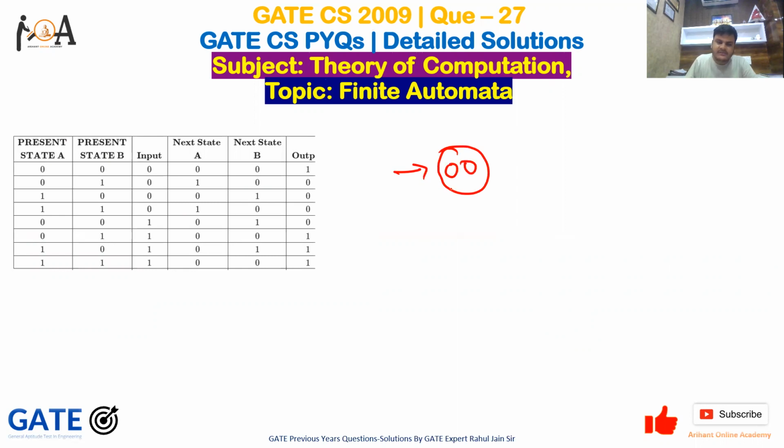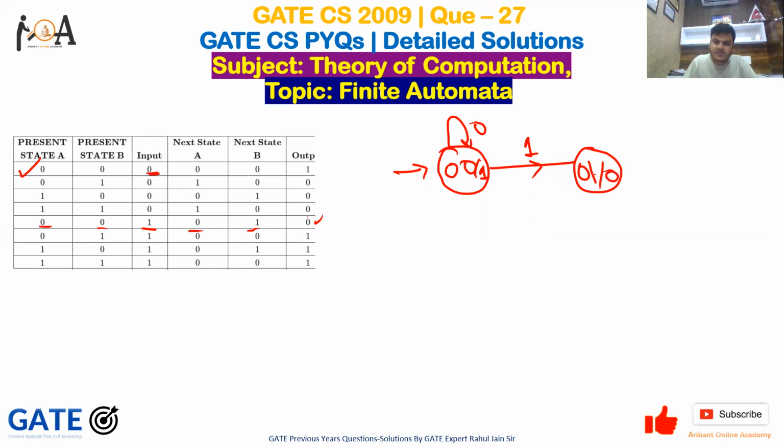So 0 0 is our starting state, and on input 0, you can see we are going to next state 0 0 itself, and the output associated is 1. So I will write it like that. Now if you further see, 0 0 on 0 is completed. And 0 0 on 1 is going to 0 1, and the output associated here is 0. So I will write 0 here. Okay, so 0 0 is completed.